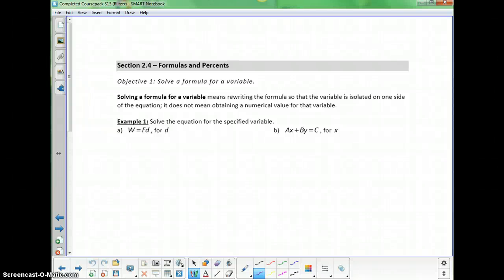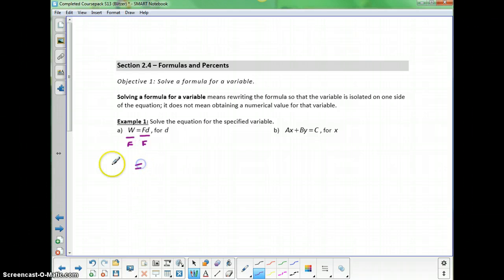Section 2.4, Formulas and Percents. First objective is to solve a formula for a variable. So we're going to look at example one right here. W equals FD. I want to solve for D. So D right here is being multiplied by F. The opposite of multiply by F would be to divide both sides by F.